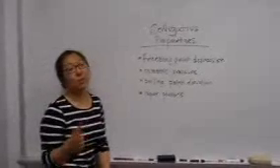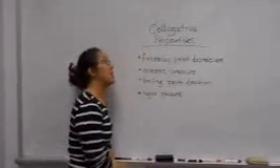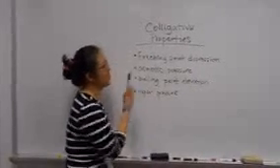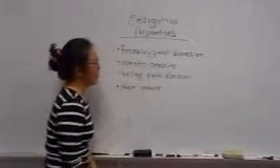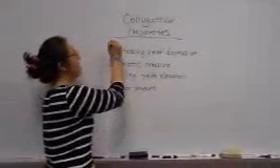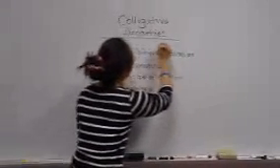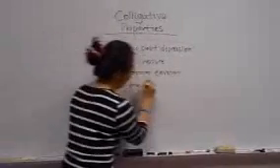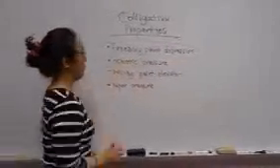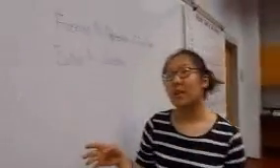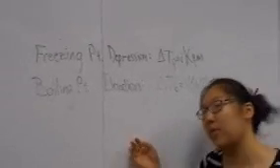Today's lab deals with colligative properties, which are properties that deal with the number of particles in the solution and not the identity. Examples of colligative properties are freezing point depression, osmotic pressure, boiling point elevation, and vapor pressure. Today's lab is going to deal with freezing point depression and boiling point elevation. Freezing point depression is the change in the freezing point when a solute is added, and boiling point elevation is the change in the boiling point when a solute is added.